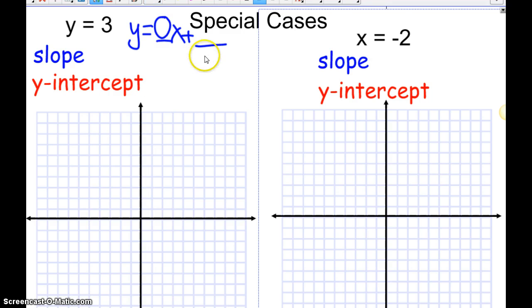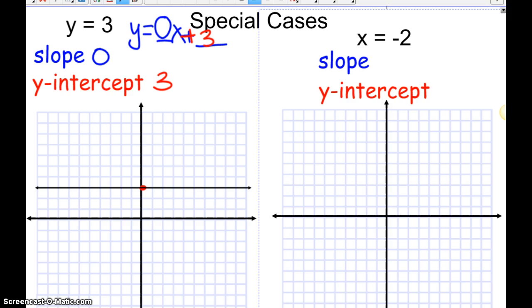Then it's +3. So after that, I look and think, okay, 0 slope. So my slope is 0. My y-intercept is 3. What does a 0 slope look like? All right, let's start there. So I start at 3, and a slope of 0 looks like this. So y equals lines will always be horizontal.